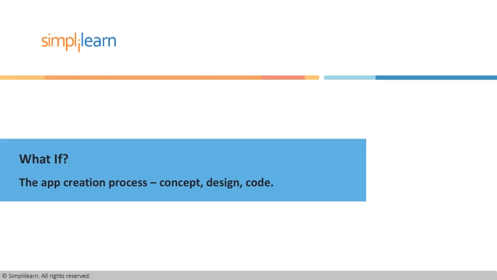Okay, in this video we're going to talk a little bit about the app creation process, which basically goes concept, design, and then code. So the first thing that you want to do as you think of an app is put it down on paper, and we'll go through the steps. You don't have to follow them step by step, but it's a good idea to do it this way, so you don't miss any features as you're going. Okay, so let's take a look.